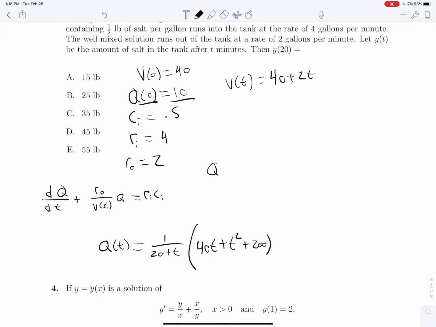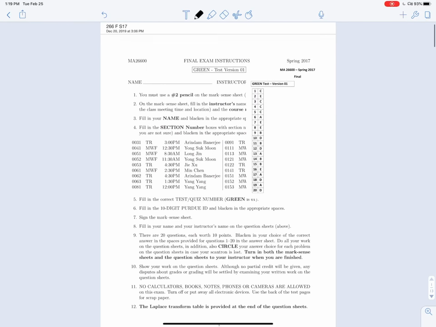So q of 20 is equal to 1 over 40 times 20, which will be 800, plus 20 squared, so 400, plus 200. That's 600. 600 plus 800, or 1400. 1400 over 40, which is 140 over 4, which is equal to 70 over 2, which is equal to 35. So C is our correct answer for 3.